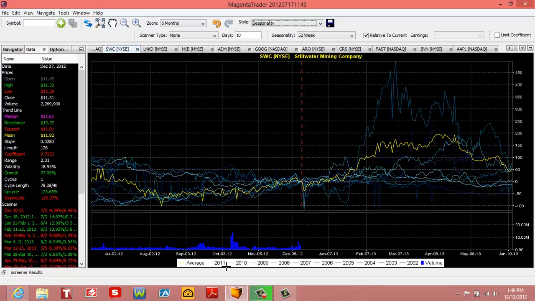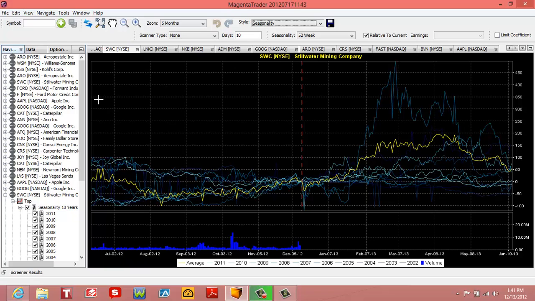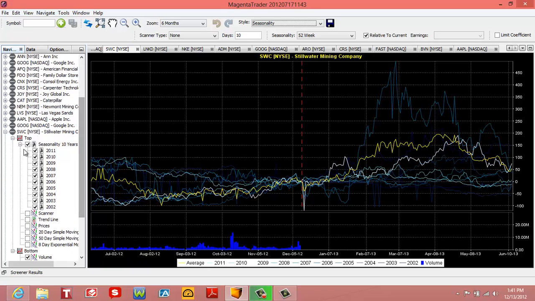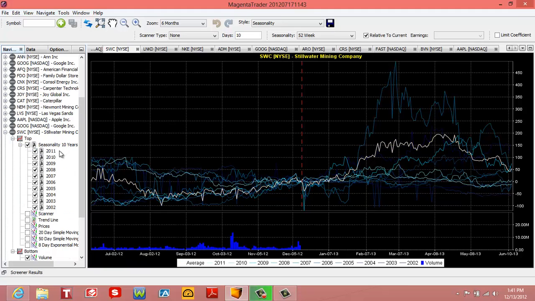10 years. So for example, if the stock has 10 years, it's going to show what the stock did in 2011, 10, 9, 8, 7, 6, 4, 3, and 2, and it's going to make an average based on the yellow line. Now I can see each individual year, and if I want to see, I could go to Window and I could load where it says Navigator, okay, and scroll down where it says Seasonality. You can see how it says Seasonality. I'll check Seasonality and I'll open the window.